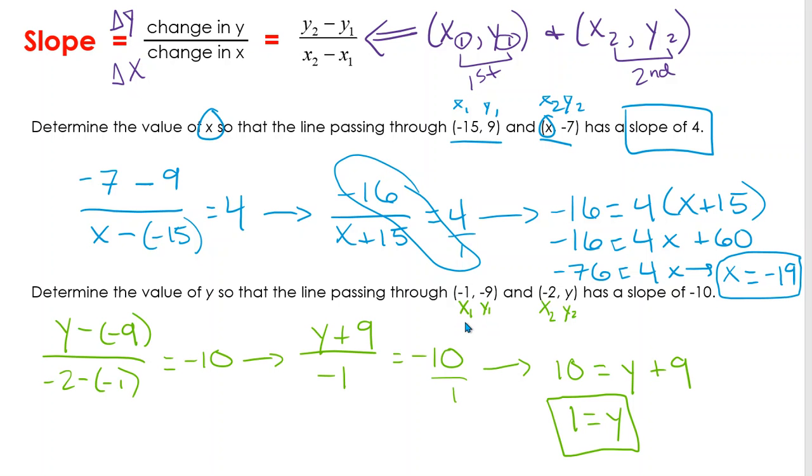Alright, so again, we can label our two points, x1, y1, x2, y2, and we have our slope here. So we can set up our equation, the difference in the y coordinates over the difference in the x coordinates, and that's equal to our slope, get our proportion, and we solve, and we get a y value of 1.